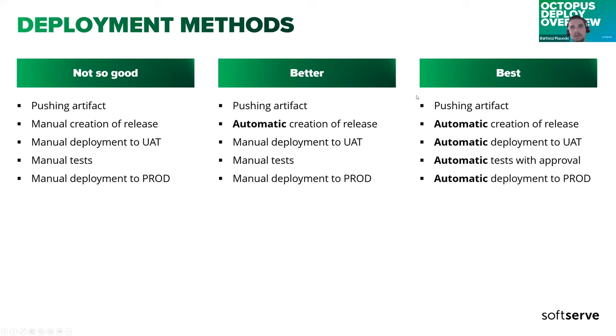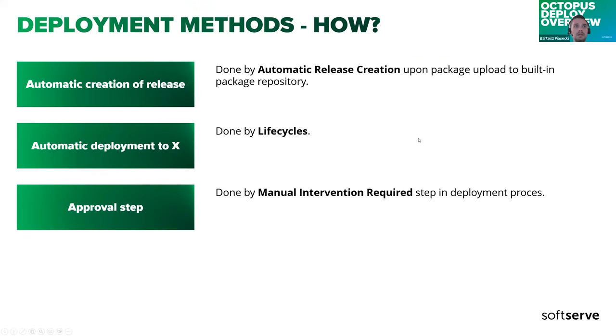And the best method would be to, after pushing my artifact to the built-in repository, have the release created automatically. The deployment to UAT would be scheduled right away. There would be some automatic tests, maybe with some manual approvals, but that's an optional step here. And after successful deployment to UAT, we can also schedule automatic deployment to production. And let's see how it's done.